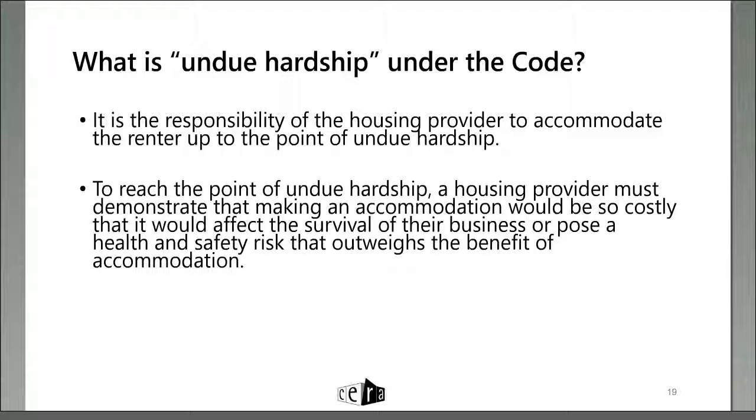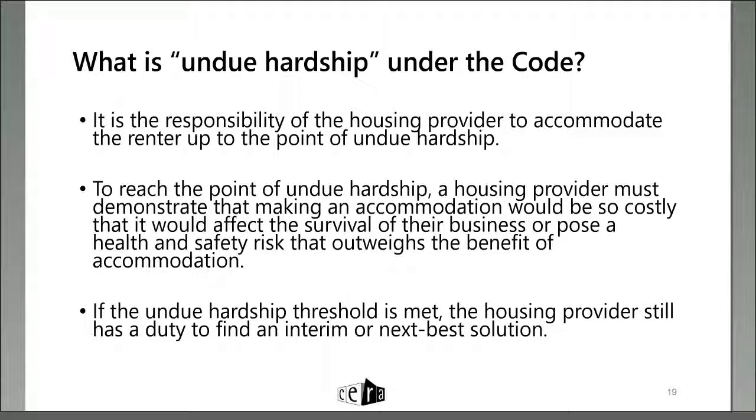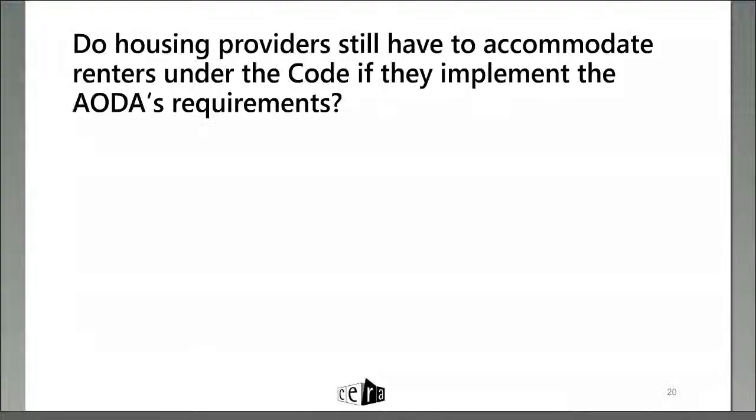To reach the point of undue hardship, a housing provider must demonstrate that making an accommodation would be so costly that it would affect the survival of their business or pose a health and safety risk that outweighs the benefit of accommodation. If cost is the issue, housing providers must also show that outside sources of funding are not available to assist them in covering the cost of the accommodation. In the event that the undue hardship threshold has been met, the housing provider still has a duty to find an interim or next best solution.